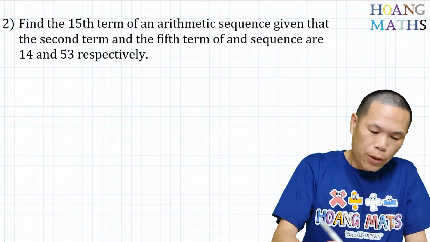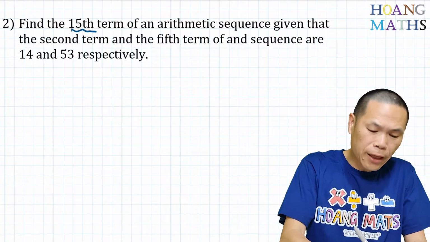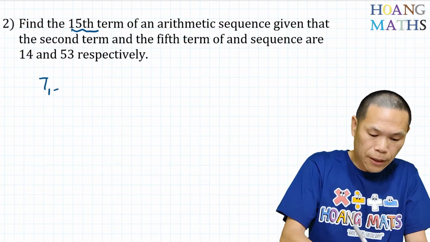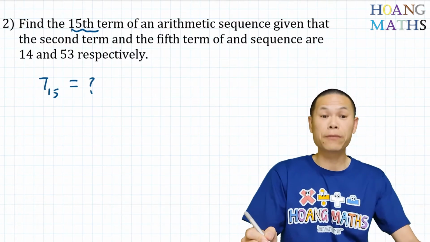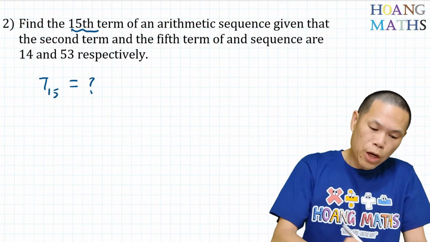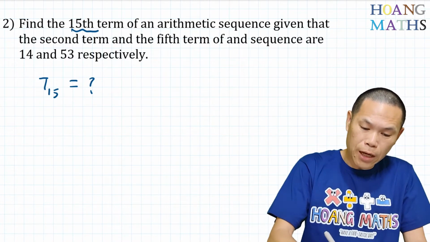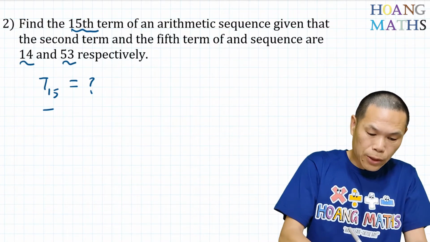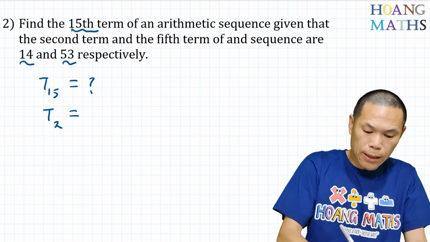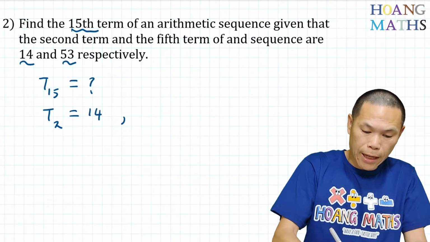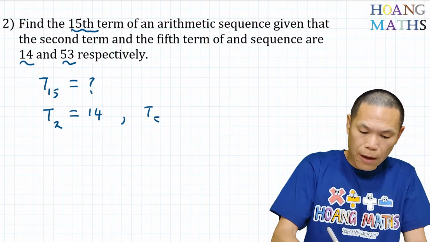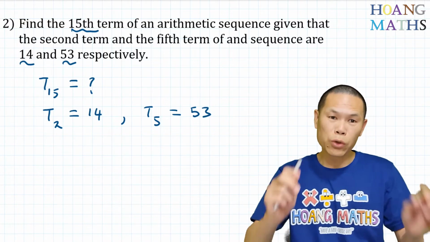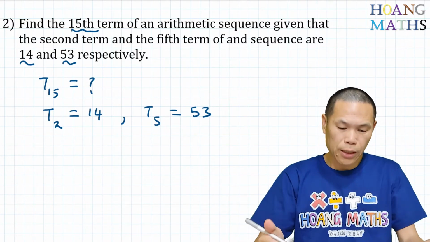So first of all, we need to find the 15th term of this sequence. T15. So we need to find the 15th term. Now we know that the second term and the fifth term of this sequence are these. So let me just write this down. Term 2 is 14, and we know that term 5, or the fifth term, is 53. So what we need to do is find the rule for the sequence first.